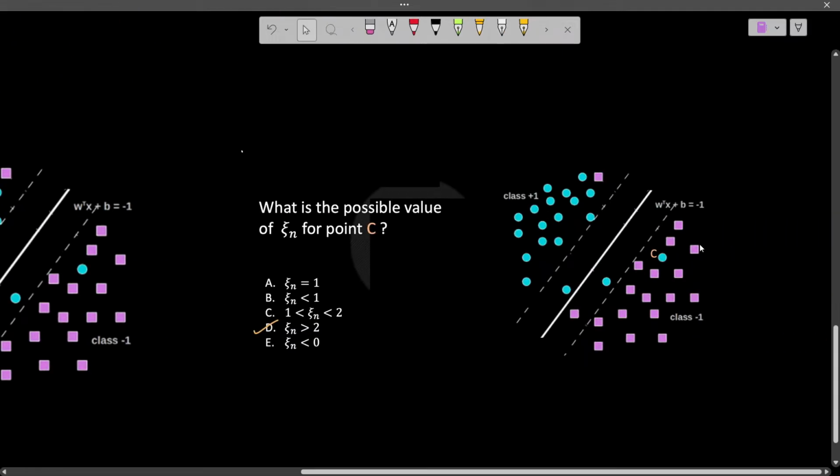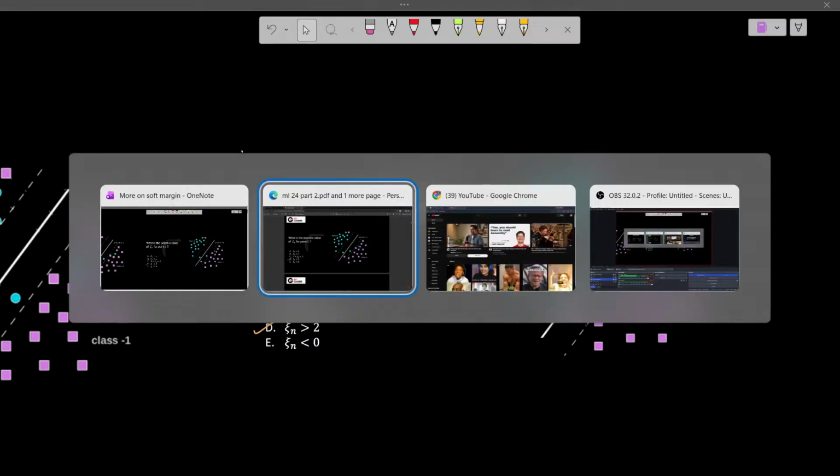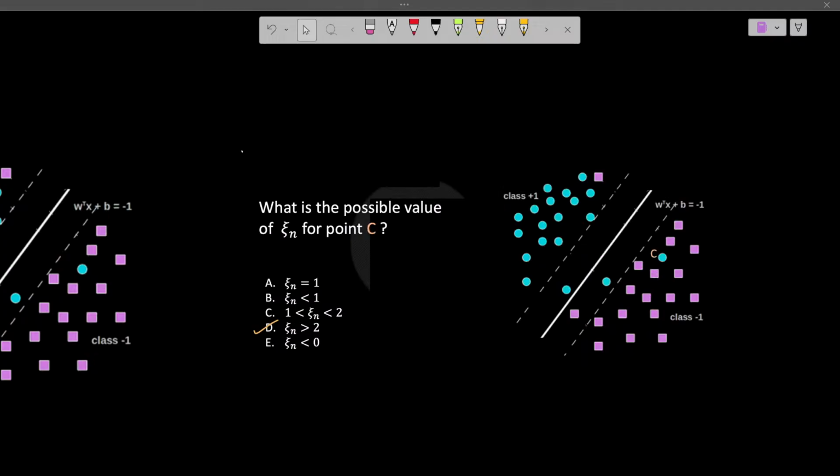If we see C comes out into the enemy territory completely, in that case that would be greater than 2.